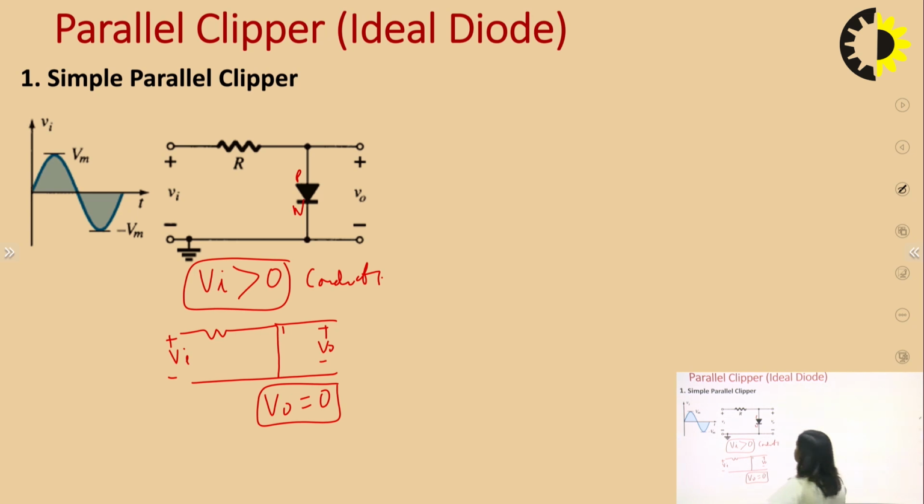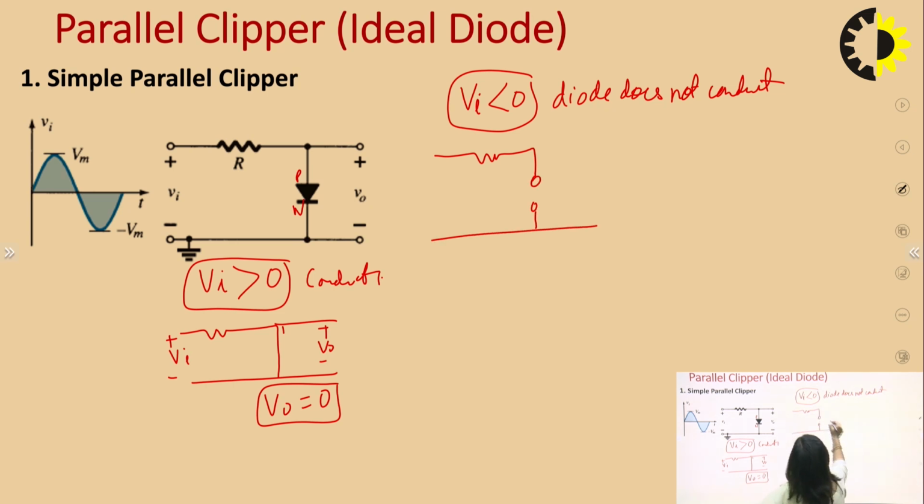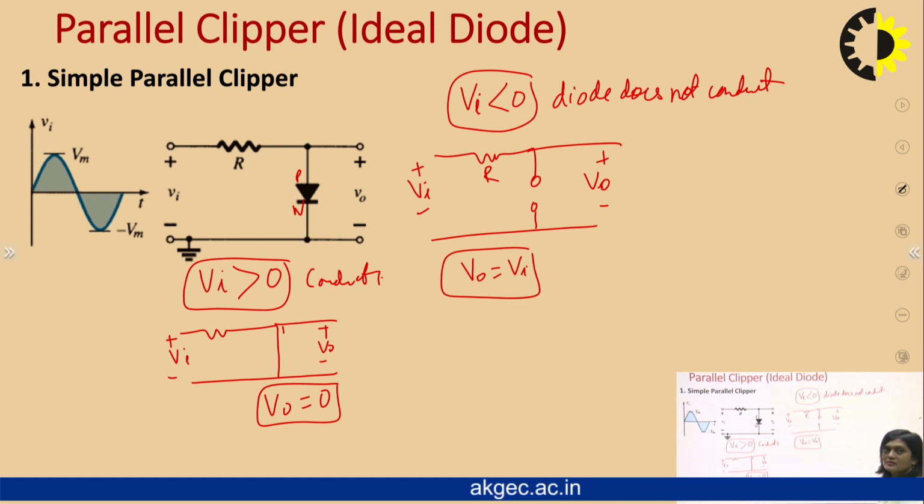Now the state when Vi is less than 0, diode does not conduct, then the equivalent circuit will be an open circuit. So this will be plus minus, this is Vi plus minus. So V0 would be equal to Vi in this case. Because it has been open now, so no current will be flowing here, and this V0 would be equal to Vi.